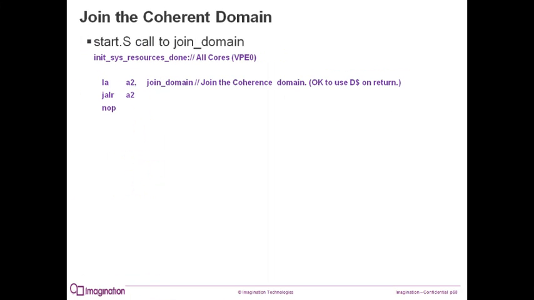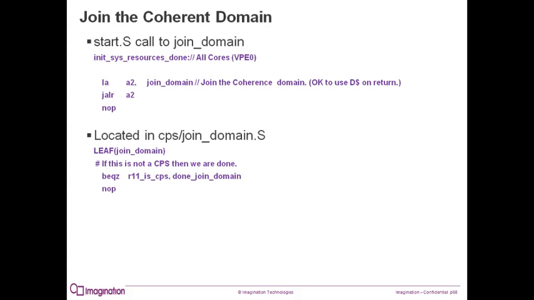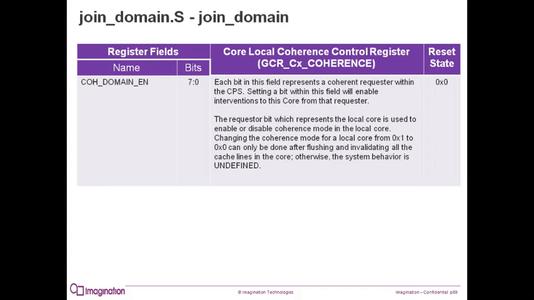Next, the code calls the init function that joins the core to the coherent processing domain. The core first checks to see if it is on a coherent processing system. If not, it will branch to the end of the function and return. The core local coherence control register controls the entry and exit of the core into the coherent domain.